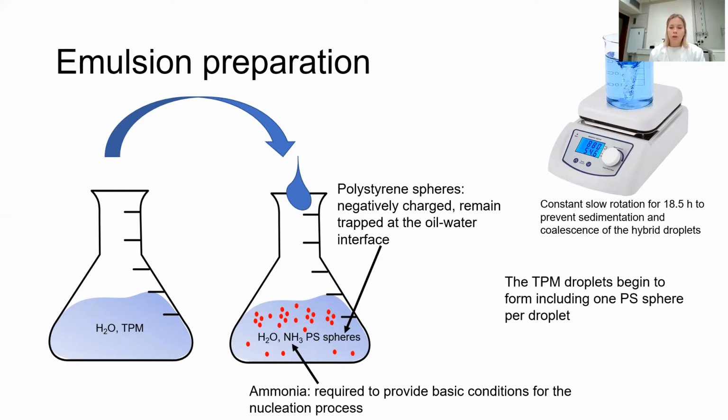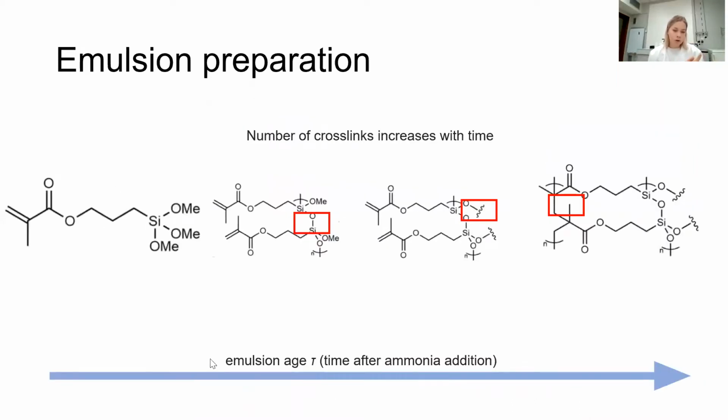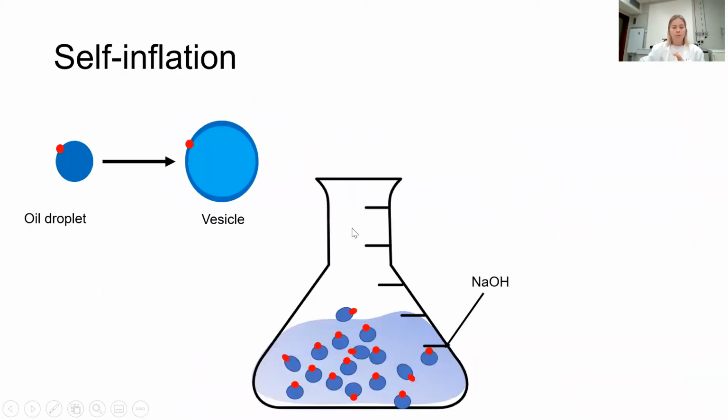This was done under slow rotation for 18.5 hours to prevent the drops coming together or sedimenting. This shows a kind of idea of the crosslinks between each of these monomers. Over time, as the emulsion ages, there are more crosslinks between each monomer. After some time, the oil droplets were then their required size for that step.